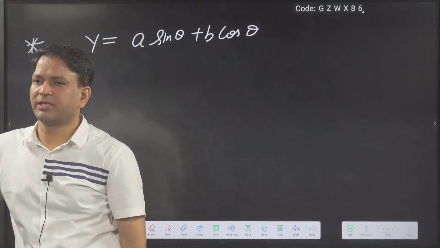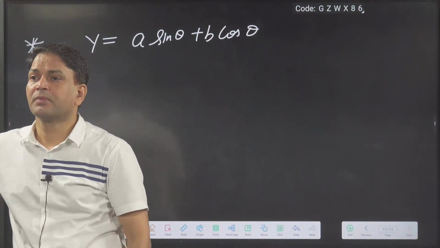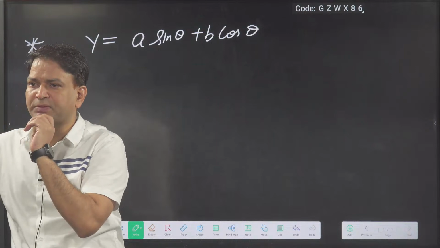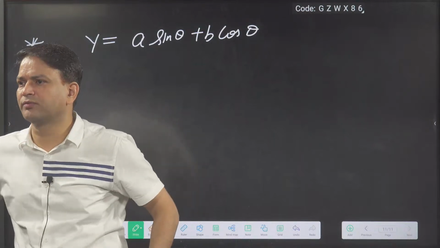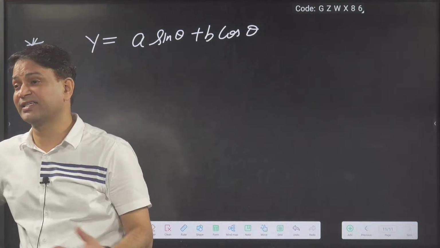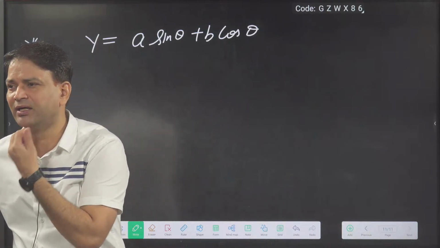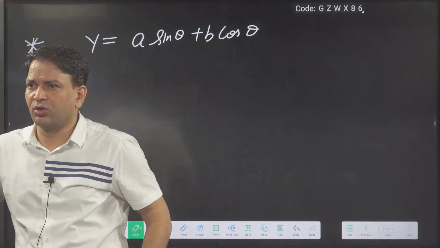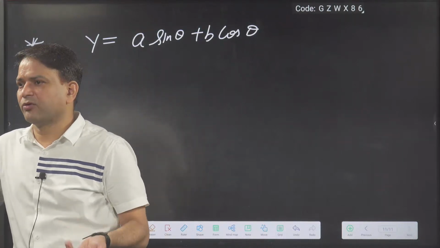That is also possible. They will give it in CBSE. That is good. So y is equal to a sine theta plus b cos theta. This type of expression is there, and we need the maximum value of this. In 2019, they asked a question based on that: a sine omega t plus b cos omega t. What is the amplitude? So a sine theta plus b cos theta is there. Then what is the maximum value of y?